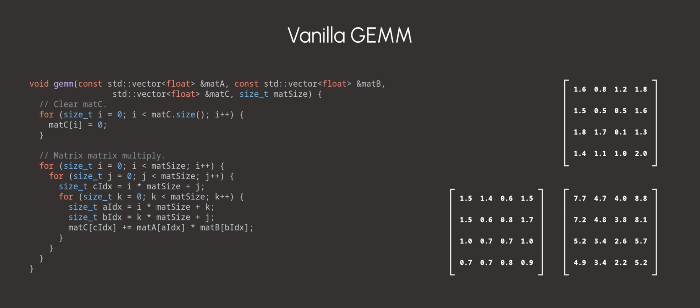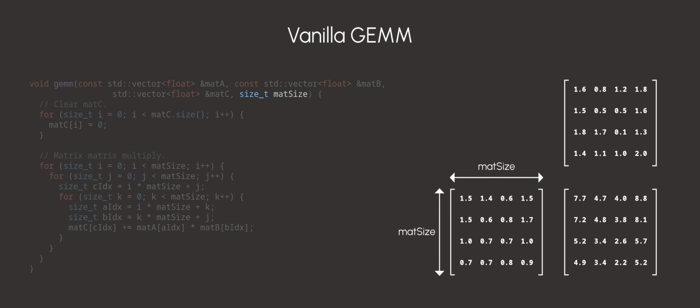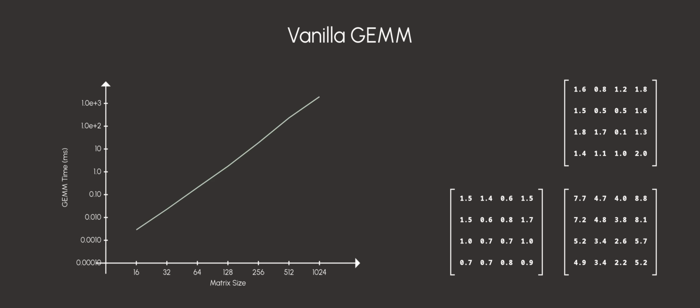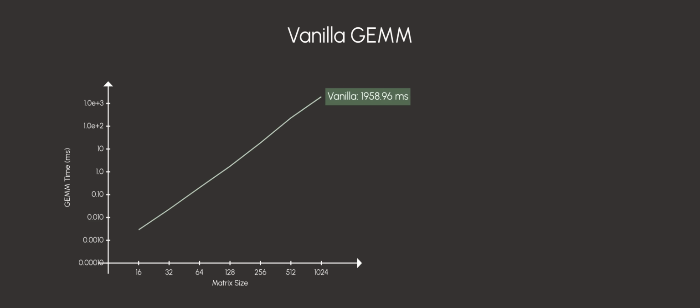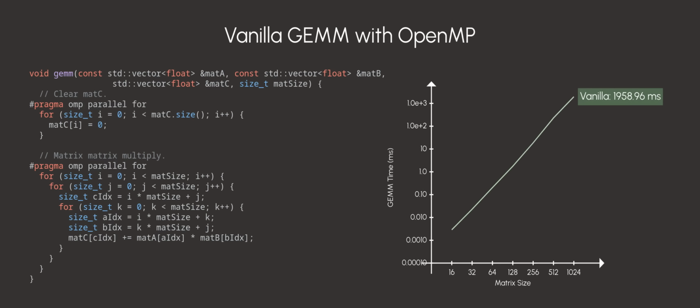Here, we simplify the input to be square matrices of size mat size. The performance of this basic implementation is notably slow, taking approximately 2 seconds to process matrices of size 1K by 1K. Of course, we're not even using multi-threading right now, so let's do it with the OpenMP parallel for macro.